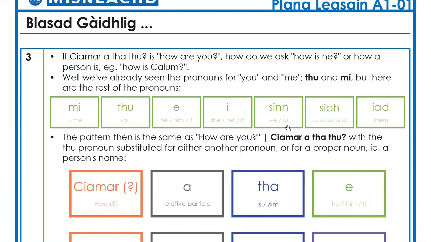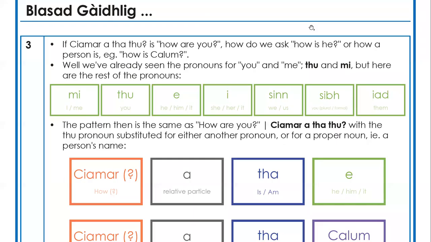Sinn is we or us. Sibh is you, which is either a plural you or a formal you if you're being polite to somebody older than yourself, perhaps. And iad, them. And you'll notice there are a few more in English that relate to these Gaelic words. So mi is both I and me. E is he, him, and it. I is she, her, and it. Sinn, we have we or us. So there are a few more in English where the Gaelic just doesn't change. It's always mi, thu, e, i, sinn, sibh, iad.